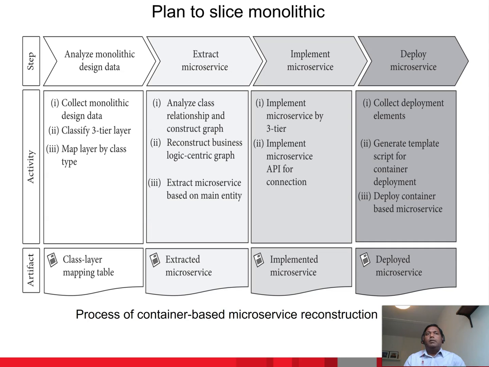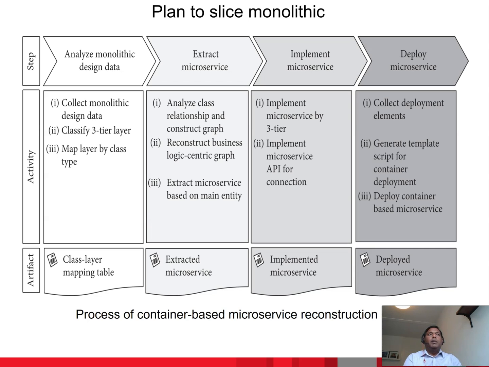Now these are some of the steps to plan to decompose the monolithic application. First, we analyze the monolithic design data. We really need to understand and classify the data into the 3-tier layers. Then we map layer by layer as a class type, and then we can come up with a class layer mapping table as an artifact. The next step is to understand the candidates for the right bounded context, domain, subdomain, and microservices under the class relationships and dependencies. Persistence strategy should also be discussed with the relevant product owners. Extract the microservices and map them to the respective entities, and also find out the supporting context which goes across the boundaries of the microservices.